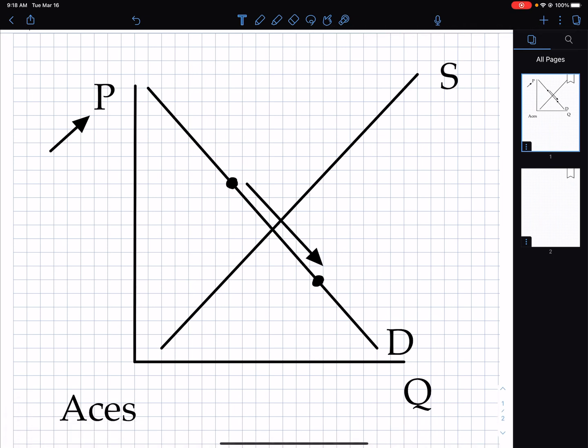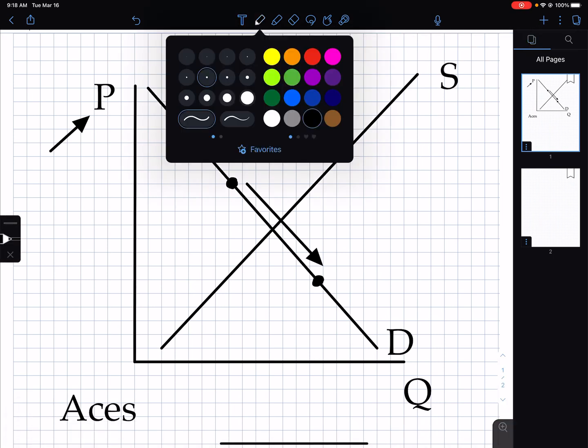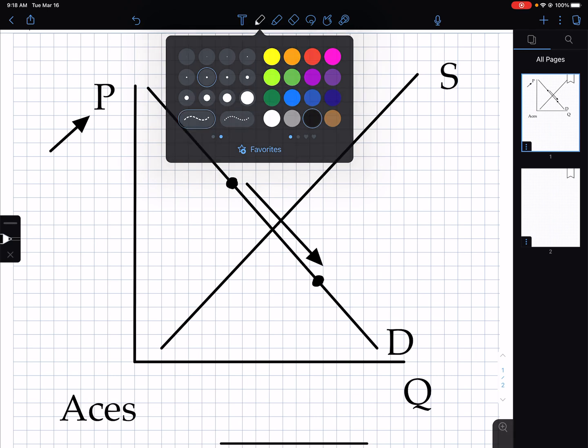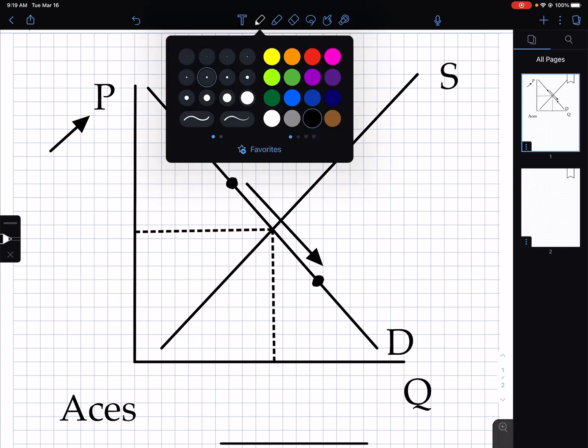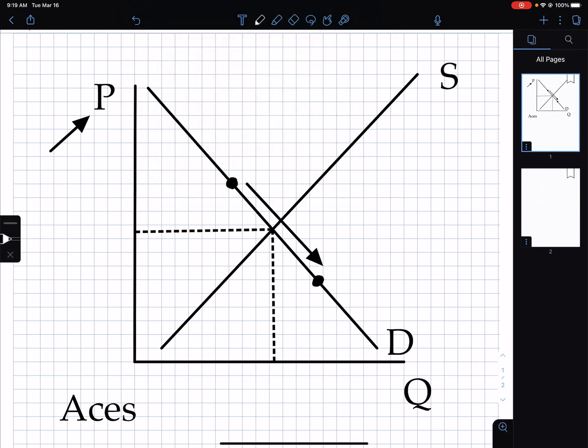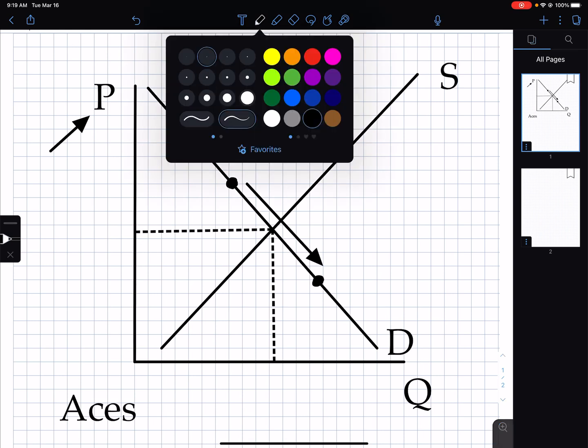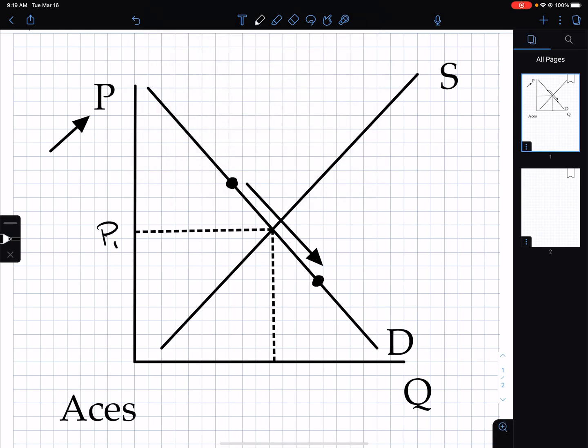Now I also need to show equilibrium. So let me make sure I put that in. I'm going to draw equilibrium right here. And as part of that, I've got to make sure that I label that on the axes too. I'll do P1 and Q1.